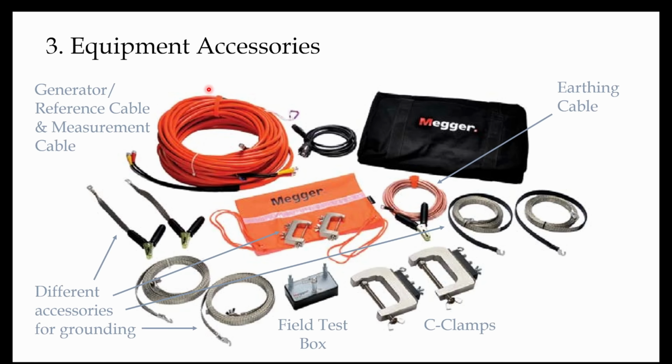This equipment comes with several accessories. Two cables are present. One is the generator/reference cable. Another one is the measurement cable. An earthing cable. Two big C clamps are present. Two small C clamps are present. Several different grounding accessories are present. And also a field test box is present for performing verification test.